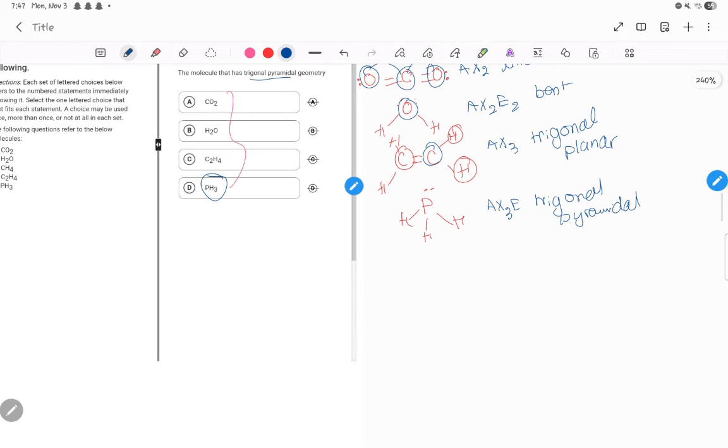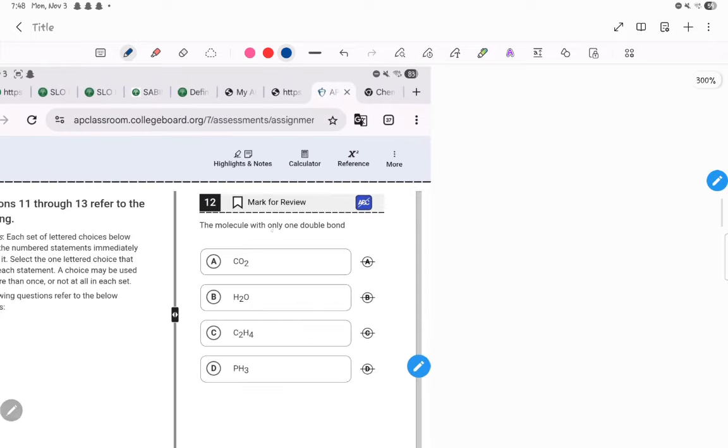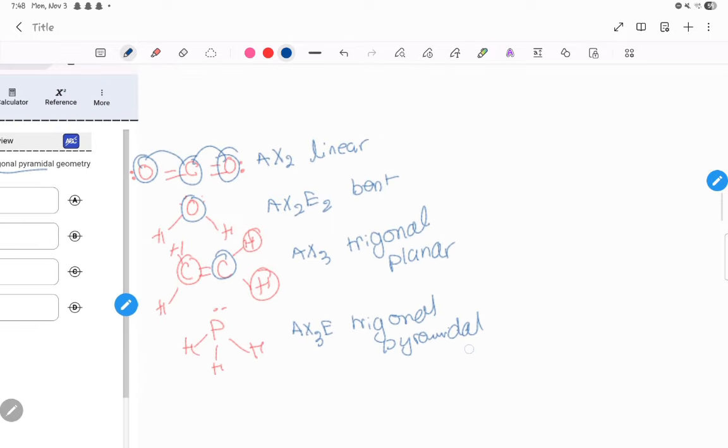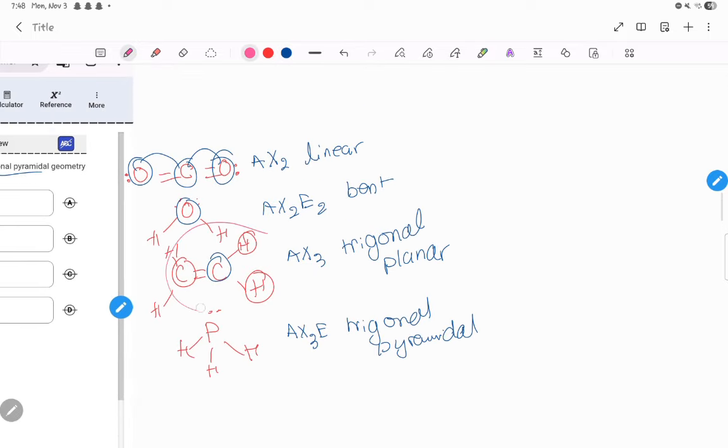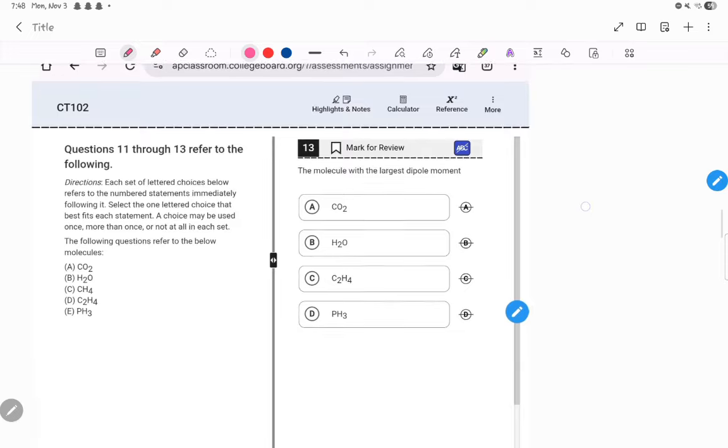Now we'll move on to the next one. They said they want a molecule with only 1 double bond. So we will go up and we will find the molecule with only 1 double bond, which is the C4H2. Then they want what? They want the molecule with the largest dipole moment.